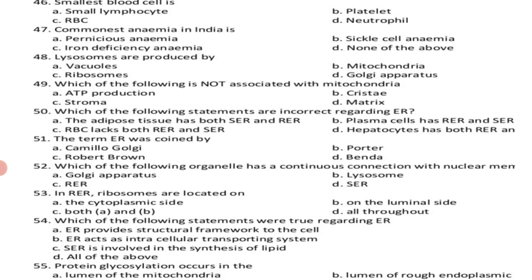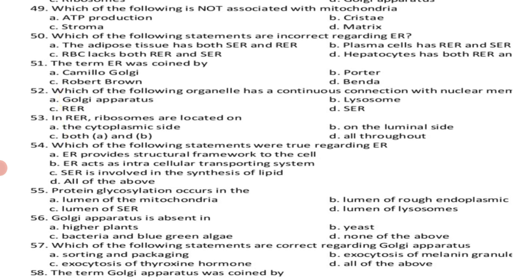Question number 55. Which of the following statements are true regarding the endoplasmic reticulum? Endoplasmic reticulum provides a structural framework to the cell. Yes, it is correct. Endoplasmic reticulum acts as an intracellular transporting system. It is also correct. Smooth endoplasmic reticulum is involved in the synthesis of lipid. It is also correct. So option D is correct, all of the above. Protein glycosylation occurs in the lumen of rough endoplasmic reticulum.